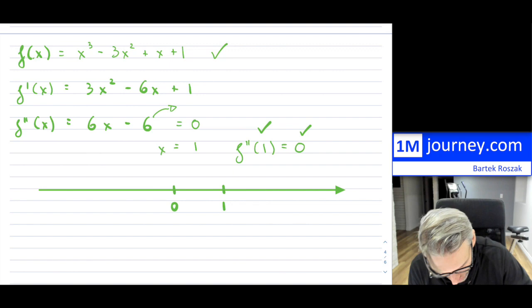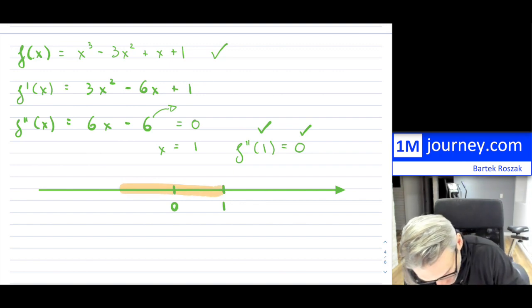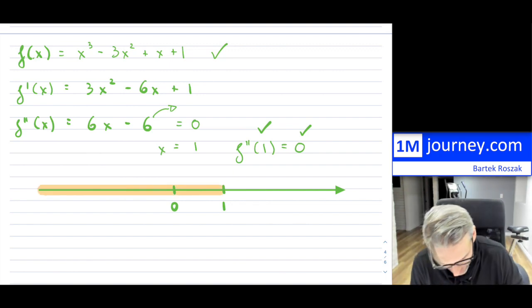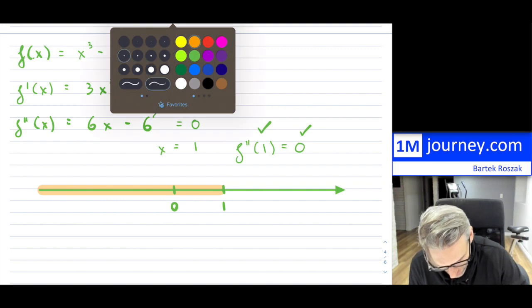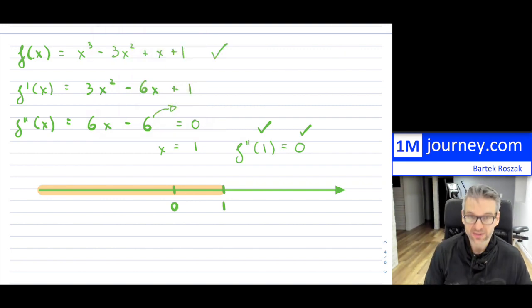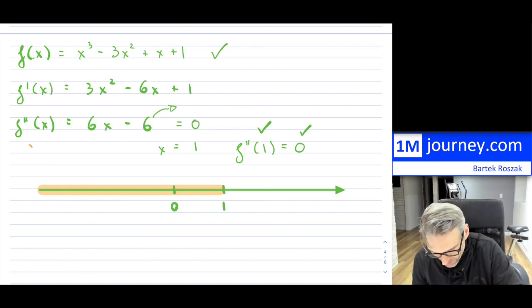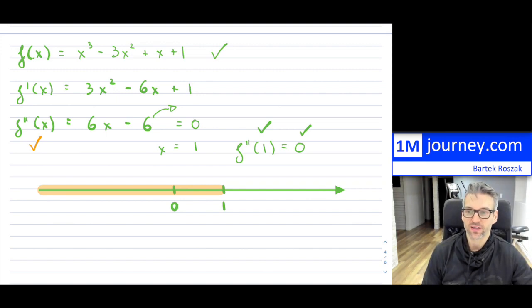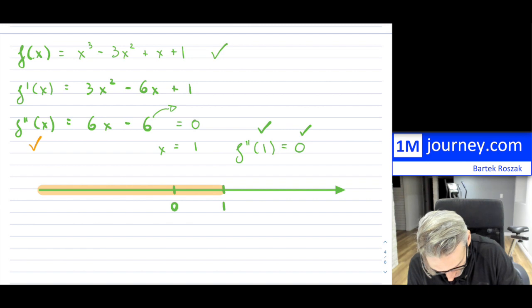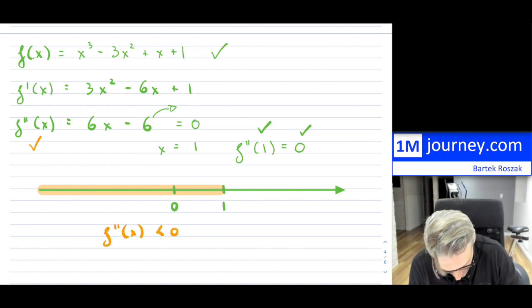But to the left of it, I can certainly find out what happens right here. So to the left, I'm going to keep this orange. Now, you can take a test point. So I'll take the test point 0, substitute it into my second derivative. So 0 times 6, and so it's going to be negative. So on this range, my second derivative is less than 0. What does that mean? This is concave down.